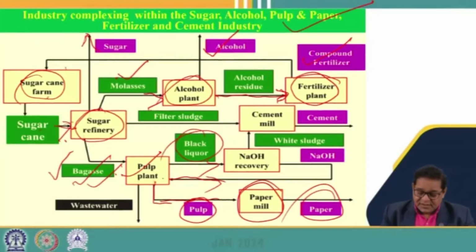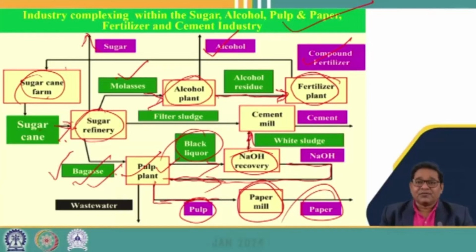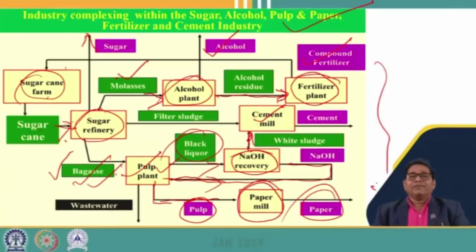The major liquid waste that is generated is black liquor, from which NaOH recovery is to be carried out, and this NaOH, after being recovered, will be recycled again in the pulp and paper plant for recycle and reuse. And whatever recovered NaOH is produced from the process can again be used in the cement plant as a raw material. So these are different modes of collaborating within neighborhood industries in order to implement the concept of industrial complexing.